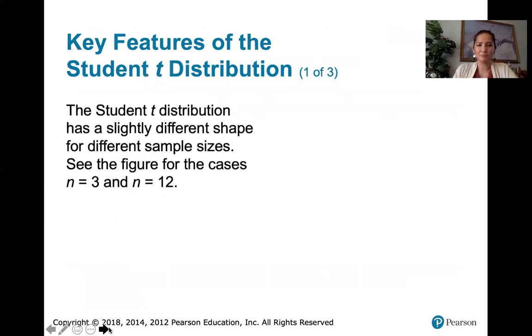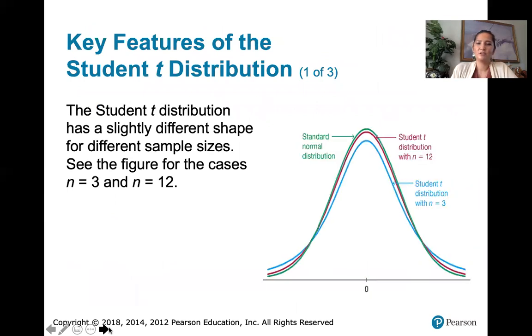student t-distribution. Now remember, the student t-distribution looks a lot like the standard normal distribution, but it has slightly different shapes for different sample sizes. So here's a graph. This green curve here is our standard normal distribution. Now when n is equal to 12, we've got this red graph here. It's really close to the standard normal distribution, but notice it's a little bit shorter. The y values are a little bit smaller, and it's spread out a little bit more.